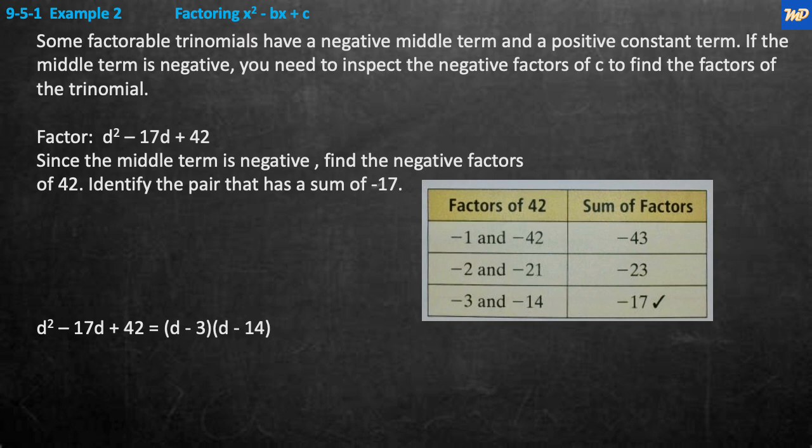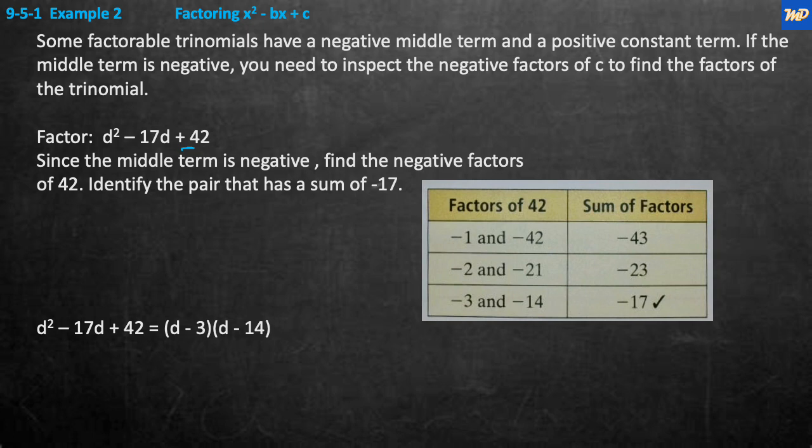And why is that? Because you have a positive 42 here. So in order to get a positive by multiplying, you can either multiply two positives together or two negatives together. But if you're going to add two negatives to get a negative number, the only way you can get a negative middle term with the 42 is by using two negative factors. Since the middle term is negative, find the negative factors of 42. Identify the pair that has the sum of negative 17.